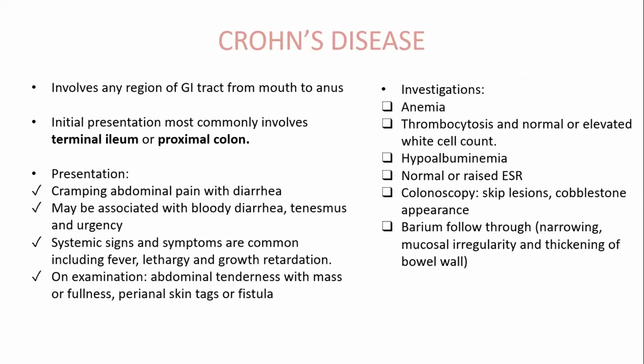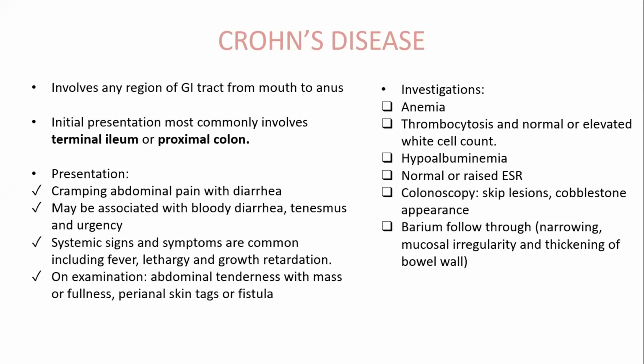So we know that Crohn's disease can affect any region of the GI tract from mouth to anus, but it almost always involves the terminal ileum or the proximal colon. The predominant feature in Crohn's disease is cramping abdominal pain with diarrhea, usually bloody diarrhea. You can also have systemic signs such as fever, lethargy, growth retardation, and on examination, you can find abdominal tenderness with a mass, most often on the right side, and Crohn's disease is more associated with perianal skin tags or fistula.